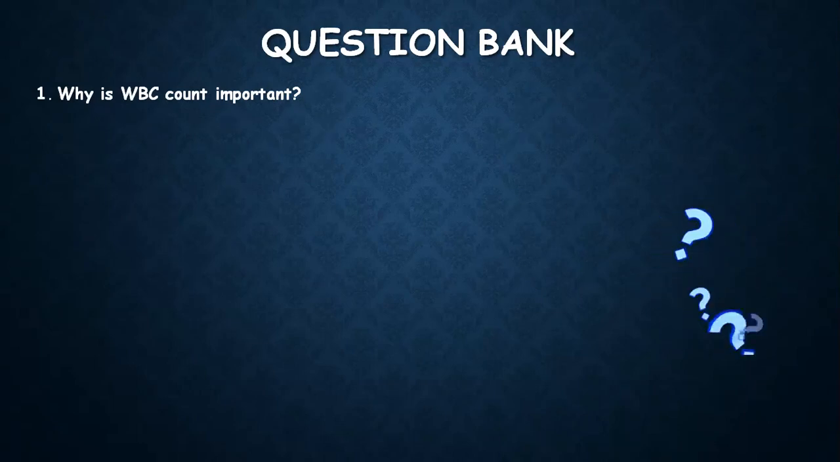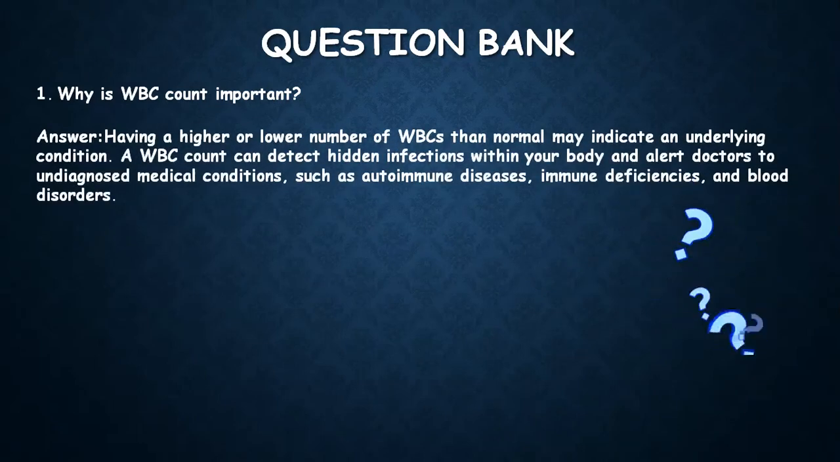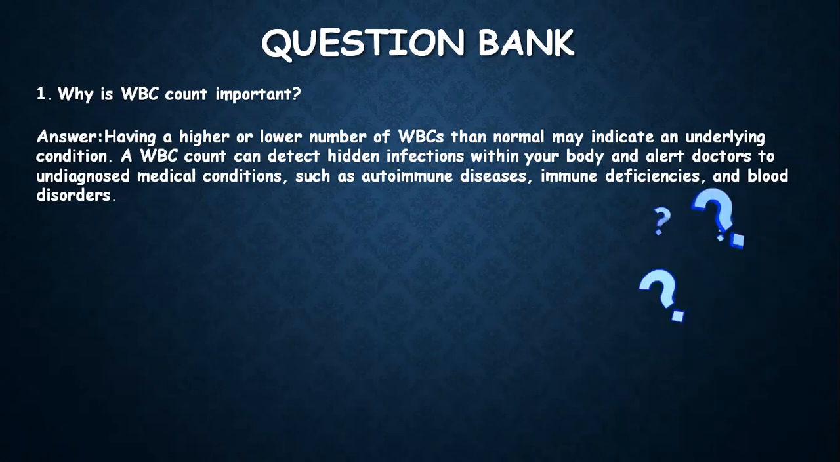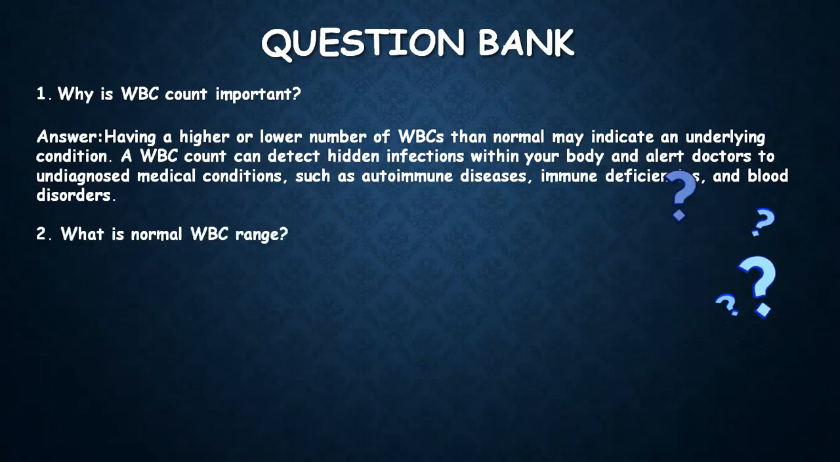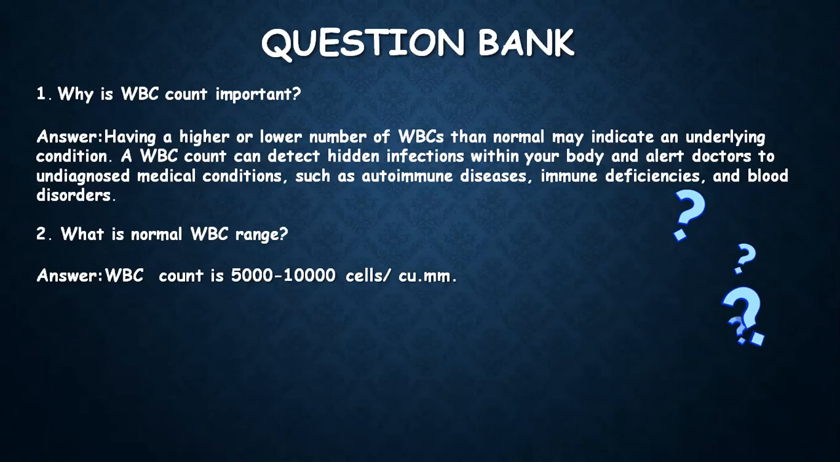Why is WBC count important? Answer: having a higher or lower number of WBC than normal may indicate an underlying condition. A WBC count can detect hidden infections within the body and alert the doctor to undiagnosed medical conditions such as autoimmune disease, immune deficiency and blood disorders. Next one: what is the normal WBC range? Answer: the WBC count is 5000 to 10,000 cells per cubic millimeter.